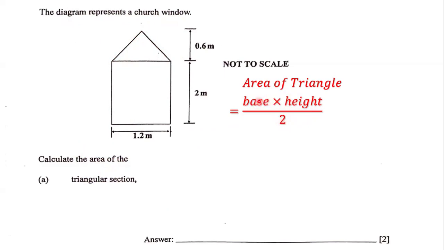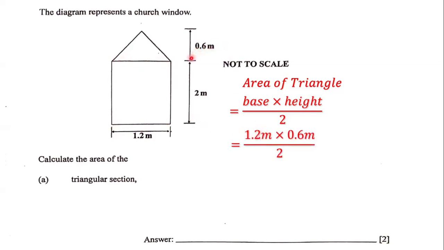Now, the base of this triangle is this length right here. This is the base of the triangle. And this length right here is the same length as this particular portion. And so that means that the base is going to be 1.2 meters. That's the base of the triangle.